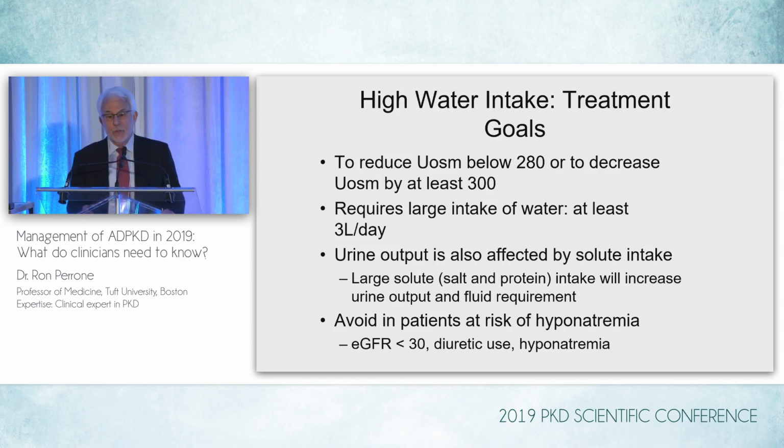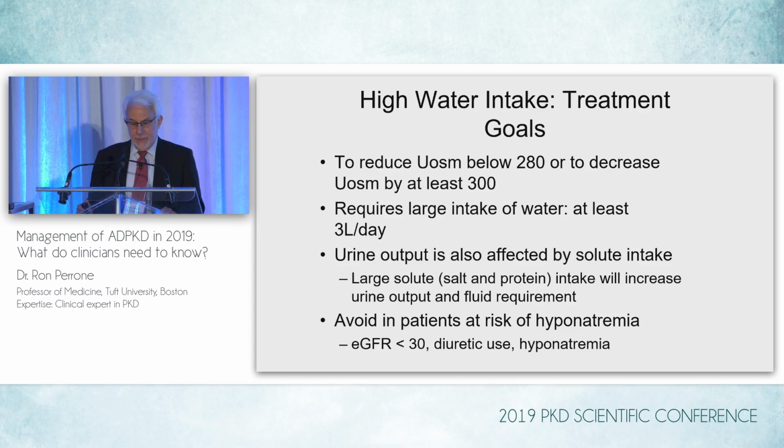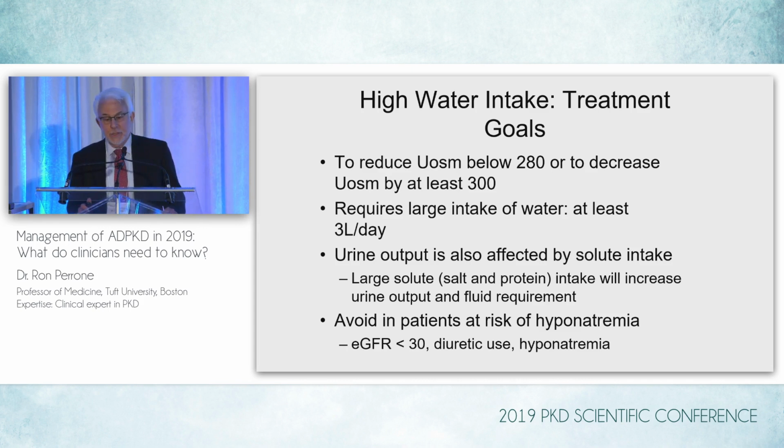So the goals then of high water intake, this is in the absence of treatment with tolvaptan, is to reduce urine osmolality below 280 or to decrease urine osmolality by at least 300 from baseline. And this requires a large intake of water, at least 3 liters per day. It's important to be aware that urine output is also affected by solute intake. So if you have a large solute intake, typically through salt and protein, you have a lot of osmoles to get rid of, and it's hard to maintain a dilute urine with a large osmolar intake.